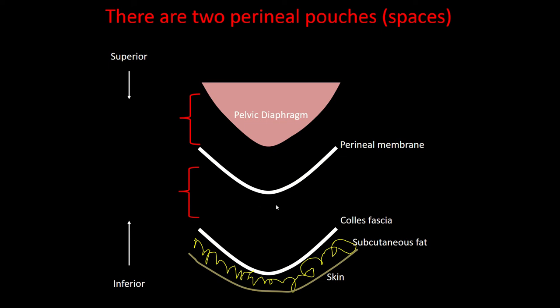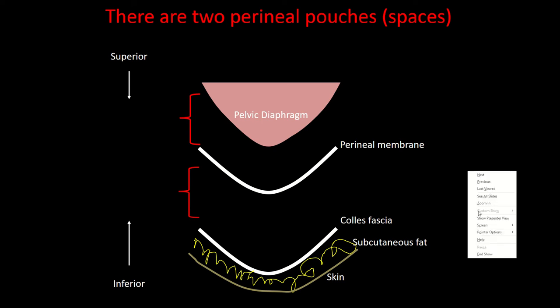If you are going from most superficial to deep, you can see I've drawn in here skin, and the subcutaneous fat underneath the skin. Then you have that membranous layer of subcutaneous tissue called Colles fascia. Then you have structures that exist between this Colles fascia in the perineal region and the next fascial plane, called the perineal membrane. So this space between Colles fascia and the perineal membrane is called the superficial perineal pouch, or superficial perineal space.